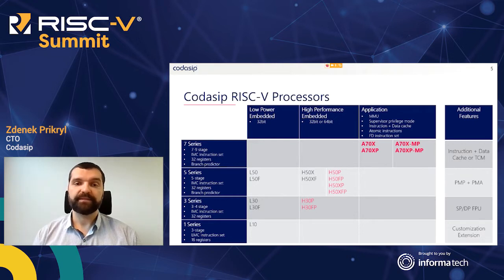But in this presentation, let's look at the application class. In the case of the application class, we can see that we have 4 items there. So it's A70X and A70XP, and then we have the -MP suffix. So these are the cores you want if you are looking for rich OS support, such as Linux. It means that you have enough power in these cores, as well as enough feature set to run this rich operating system. And I will dive into more details later on in this presentation.